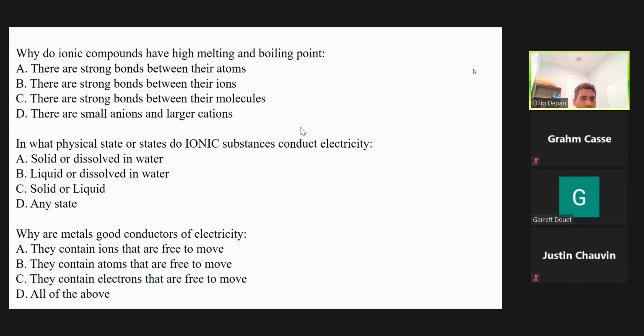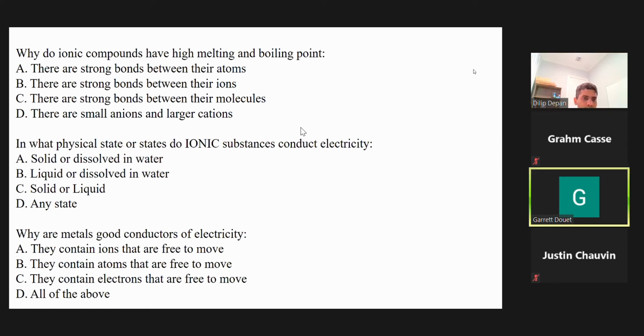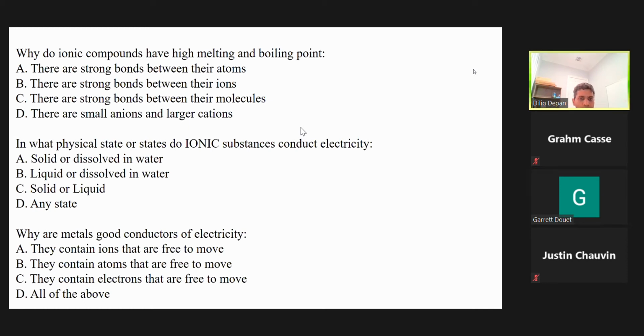Why do ionic compounds have high melting and boiling point? Strong bonds between the ions. Yes, there are strong bonds between the ions. In ionic compounds, we have cations and anions. These are oppositely charged ions. They will be strongly bonded with each other to have higher melting and boiling point.